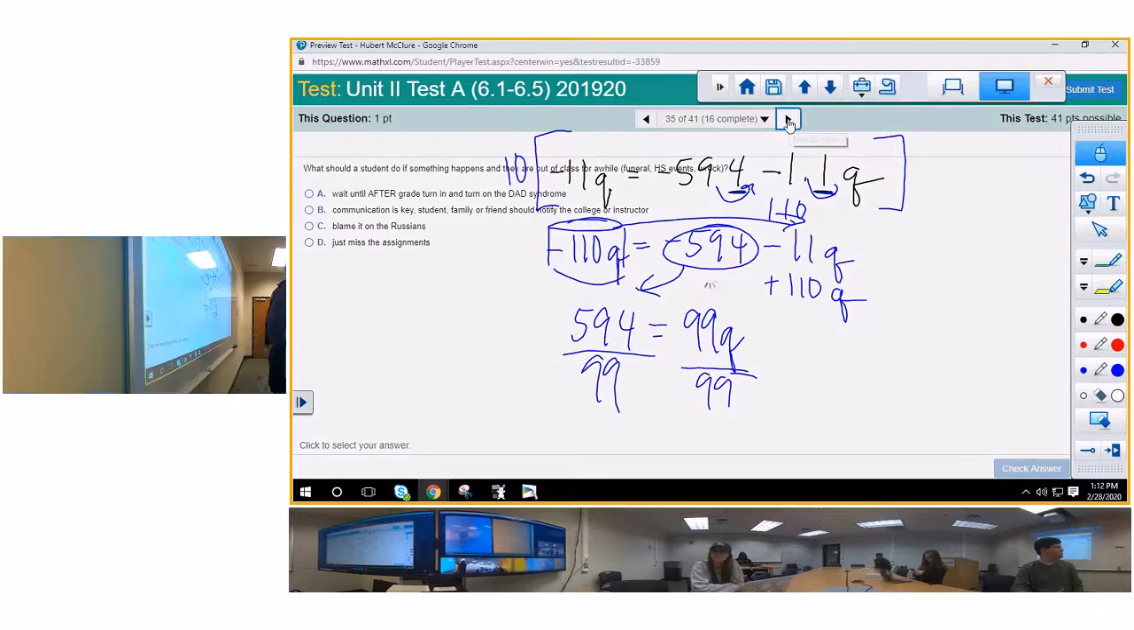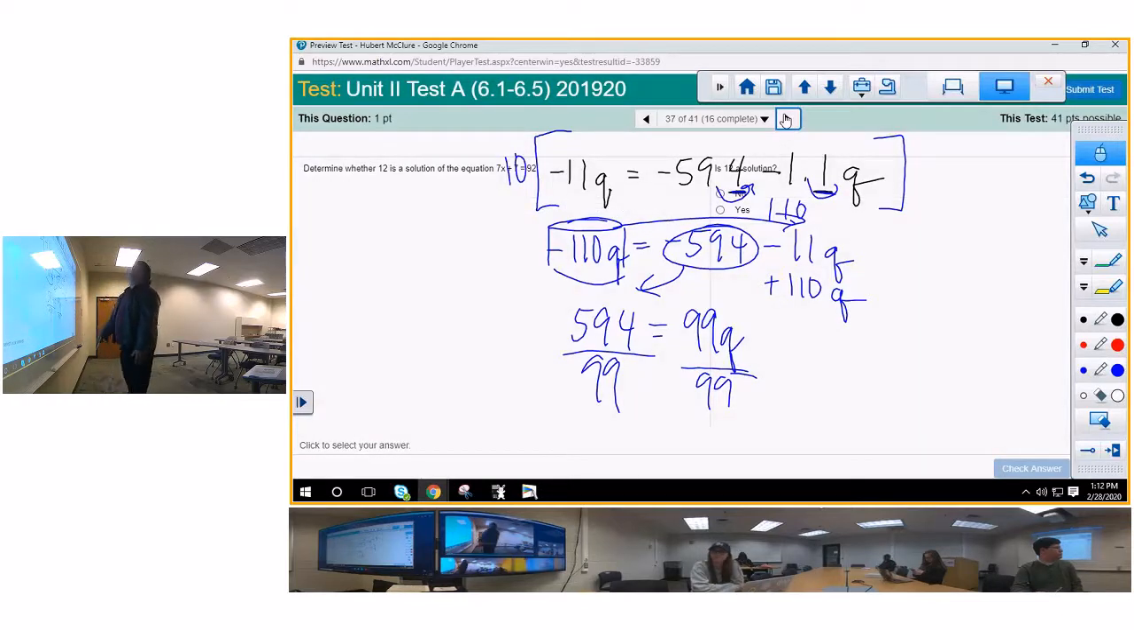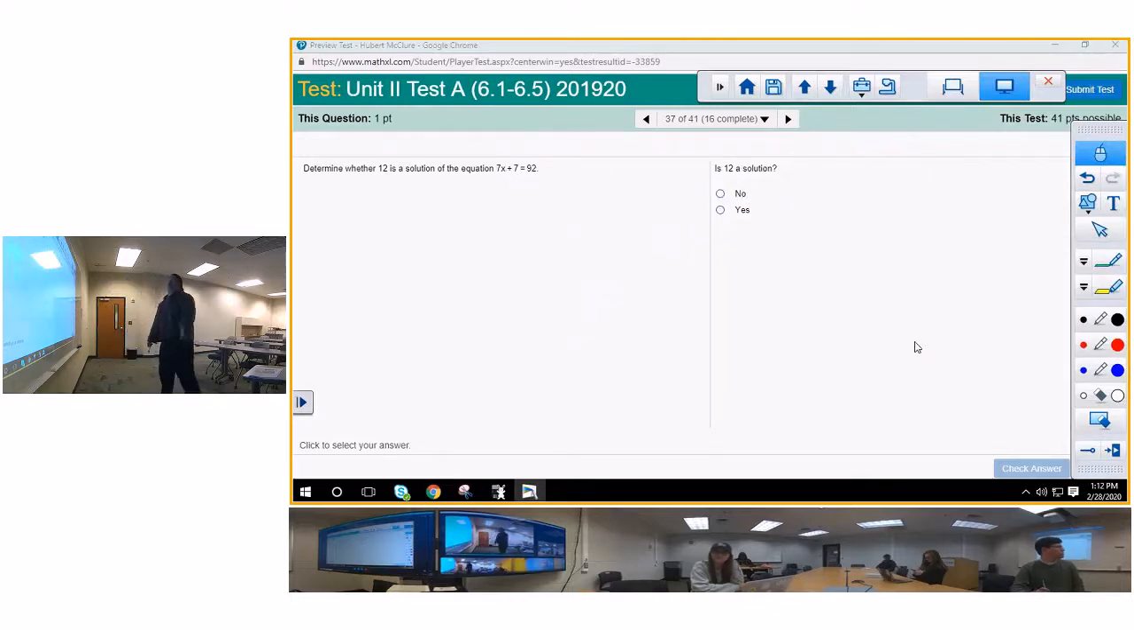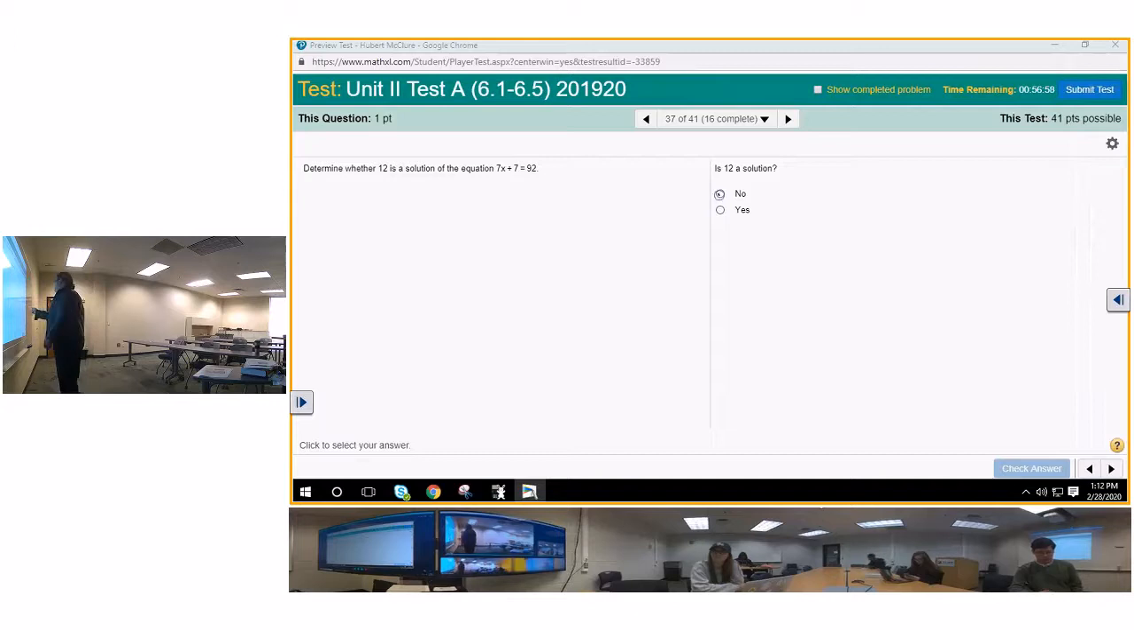Okay, that's a bonus. That should be pretty simple, y'all. N is equal to 1. Okay, let's look. I ain't seen this one. What does this say? Determine. Okay, what do you do when it says determine and evaluate? Plug it in. So plug 12 in. 7 times 12 is 84. 84 plus 7, dang, 91. So it is not a solution, if I did my math right.